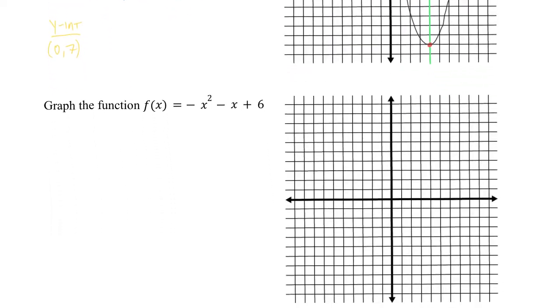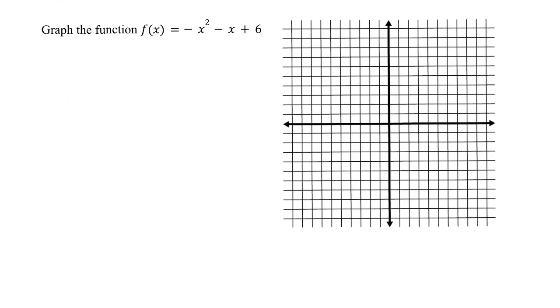All right, let's try another one. I purposely picked this one because I want you to notice this one has a negative in front of x squared. So we're going to have to deal with that situation. Let's start the same way. Let's start with our x-intercepts. And before we do that, actually, I'm going to write it down, but we're going to do one thing first.